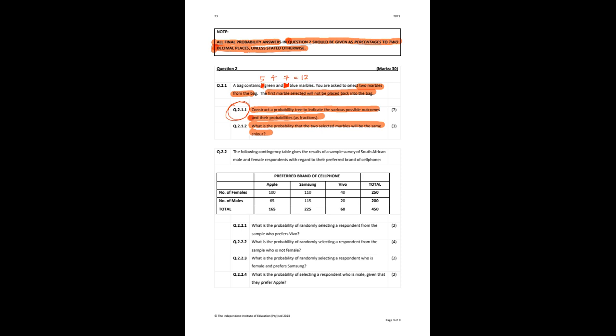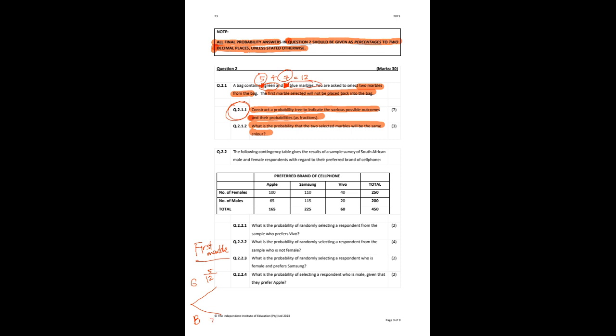So when you draw this up, I'm going to draw it up at the bottom here, and I'm going to say here first marble. So with the first marble, there are two possible outcomes. The two possible outcomes are that you will select green, or you will select blue. They said to you five of them are green. So you will say 5 out of the 12 are green. 7 of the 12 are blue. So 7 out of 12 are blue.